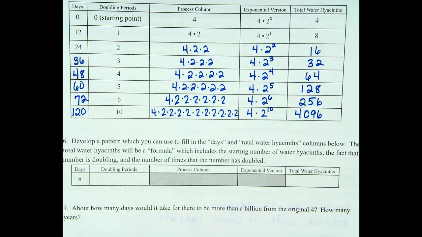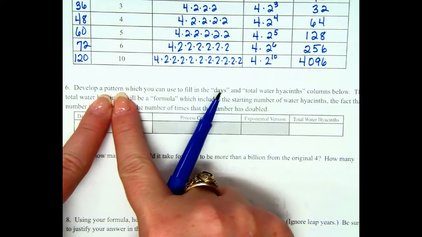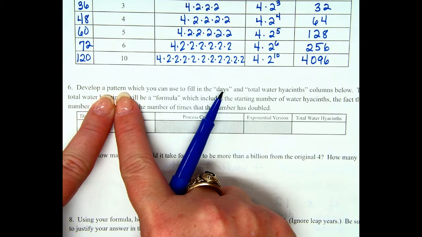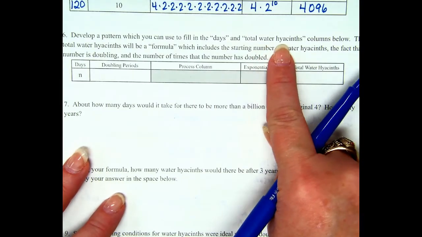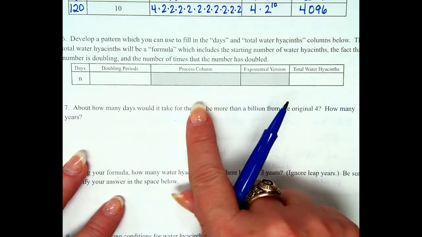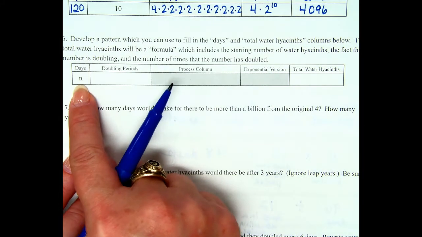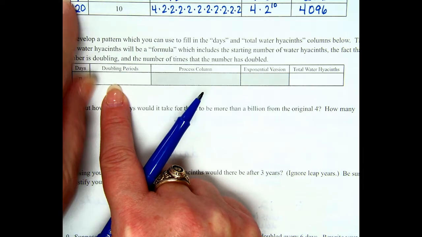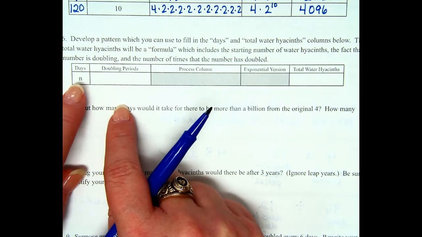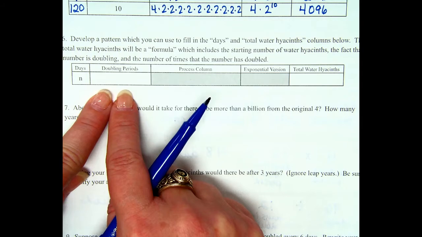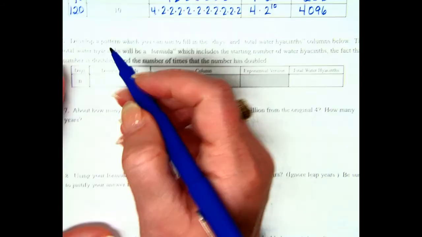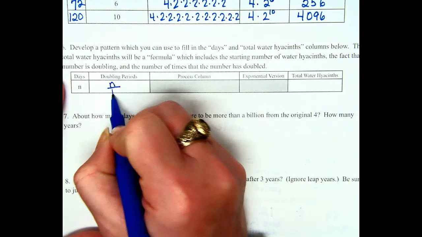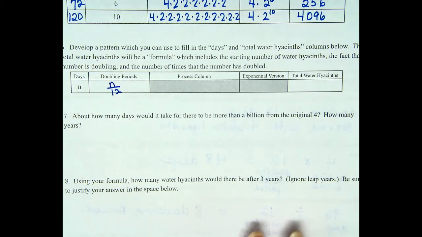Excellent. Oh my gosh, it's almost like we planned it. Develop a formula that we can use to fill in the days and the total water hyacinths column below. Okay? So if we know the days, how do we figure out the doubling periods? Before, we talked about the doubling periods and figured out the days from that. What if we know the days? How do we figure out the doubling periods?